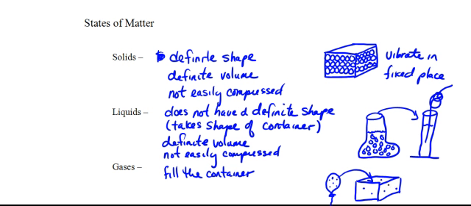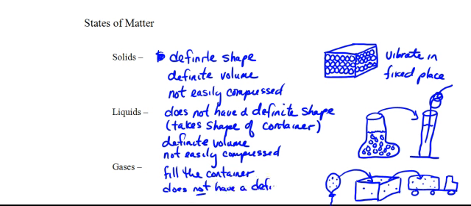And if I put that into a truck, let's just make a little tanker truck here. Here's our truck. Pour it in there. It's going to fill that truck uniformly as well. So it fills the container, and because it fills the container, it does not have a definite volume either. Does not have a definite volume, VOL, volume.